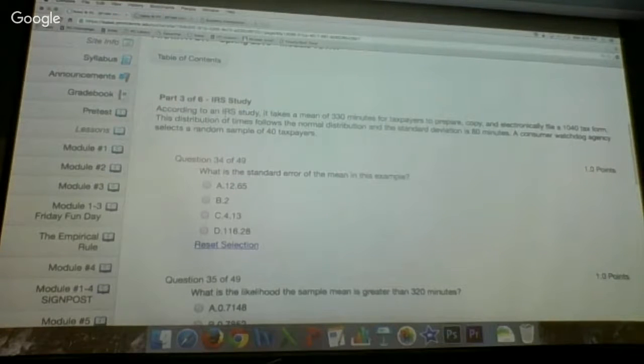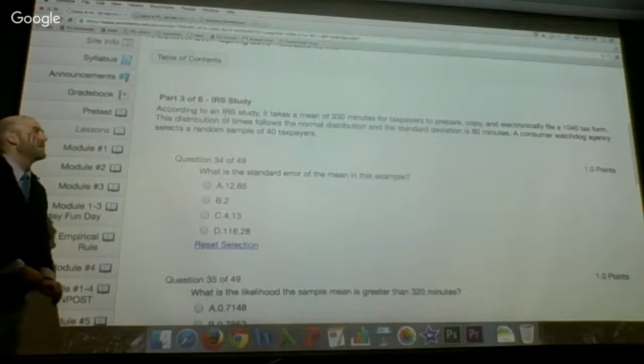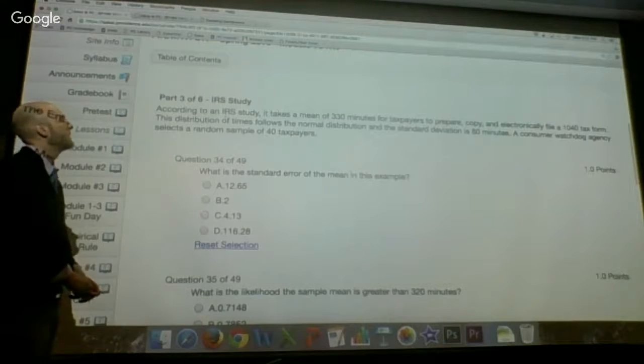So we're going to do the same thing with part 3. According to an IRS study, it takes a mean of 330 minutes for taxpayers to prepare, copy, and electronically file a 1040 tax form.